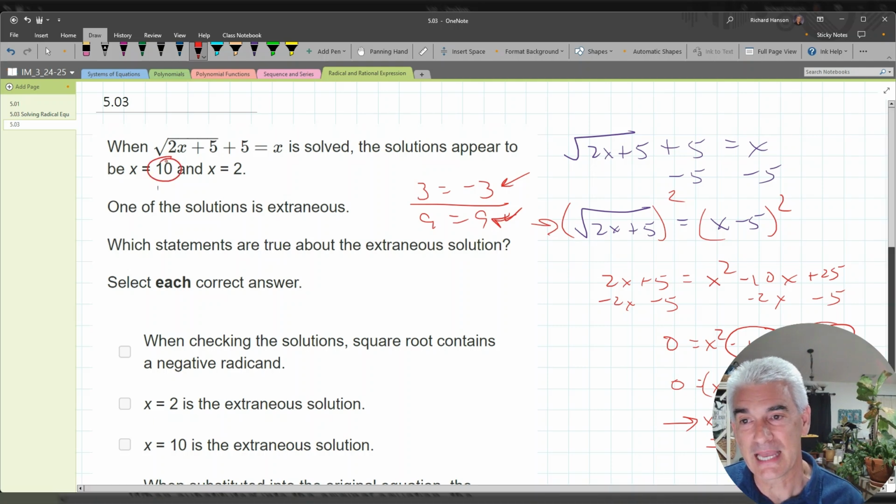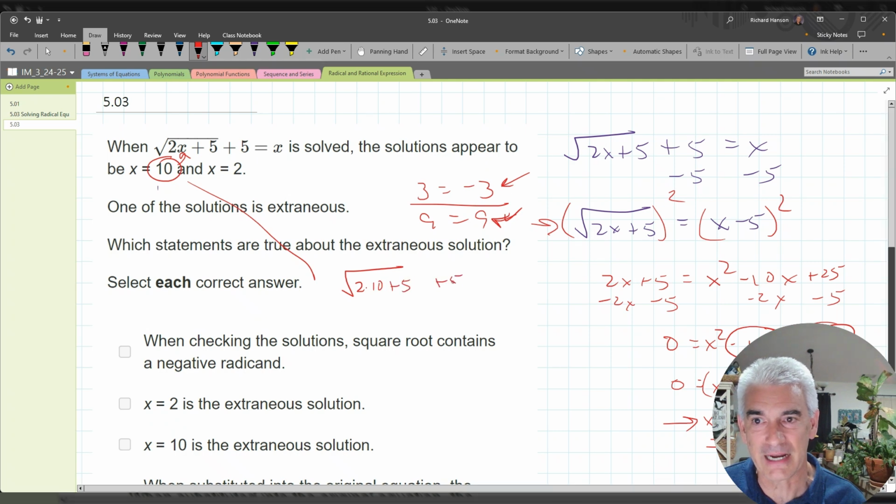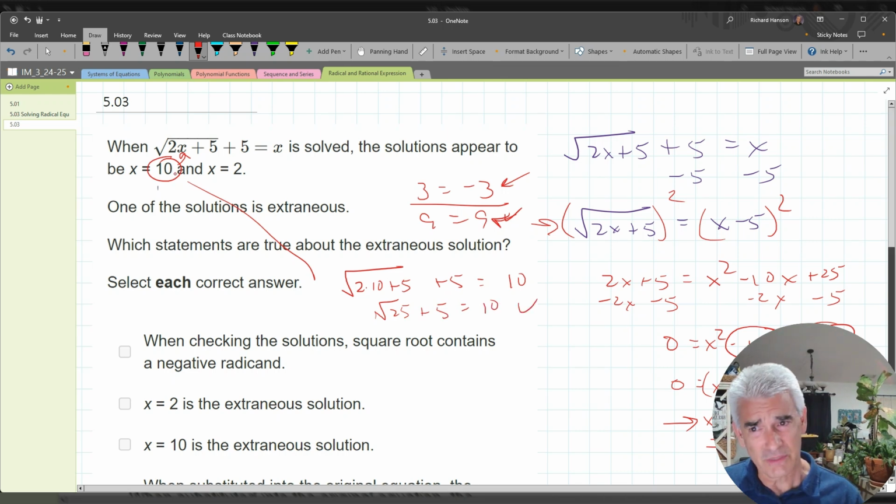So let's plug in 10 and see if 10 works. Let's plug it in down here. We get the square root of 2 times 10 plus 5, plus 5 equals 10. Let's see. This is 25. The square root of 25 plus 5, does that equal 10? Yes, it does. So 10 is actually a solution. 10 is good. 10 works. Let's try 2.